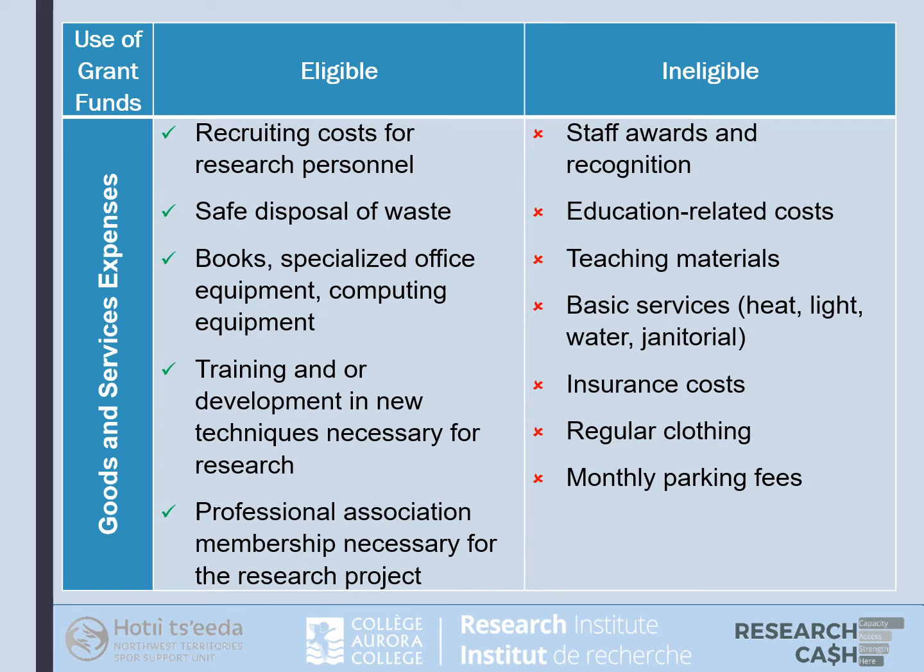Ineligible pieces: staff awards and recognition that aren't directly related, they're considered an indirect cost. Education related costs that are not directly related to research. Basic services, those are all indirect costs of research. Insurance costs, regular clothing, as differentiated from clothing you would need specifically for research, like specialized PPE, but just regular clothes, yeah, buy those yourself. Monthly parking fees, for example, these are all indirect costs of research.